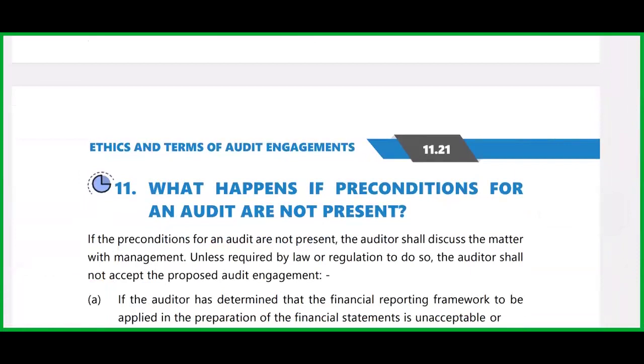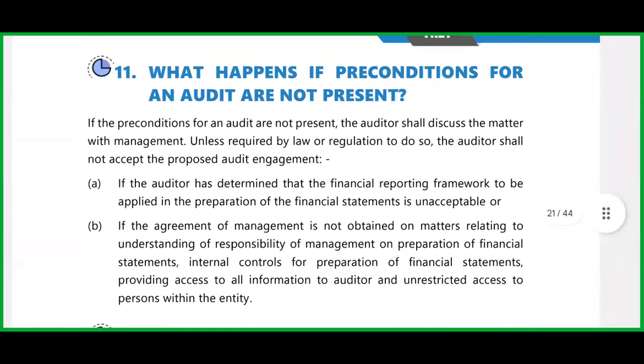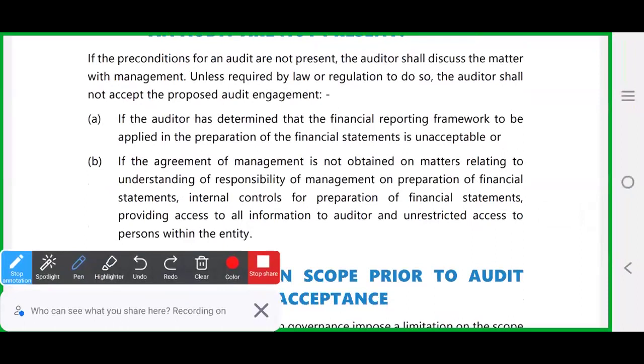If there is no precondition present, there is a lot of chaos and ambiguity in the system. So unless it is required by the law, the auditor should not accept the proposed audit engagement. If there are no preconditions, if the auditor does not know what the applicable financial reporting framework is, he should not accept the audit engagement.